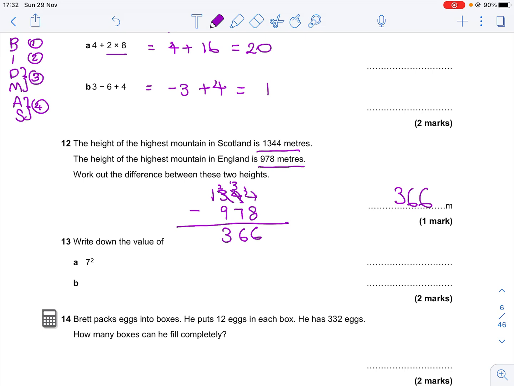So question 13, write down the value of 7 squared. 7 squared is 7 times 7, which equals 49. Question 13 part B, the square root of 100 is equal to 10.